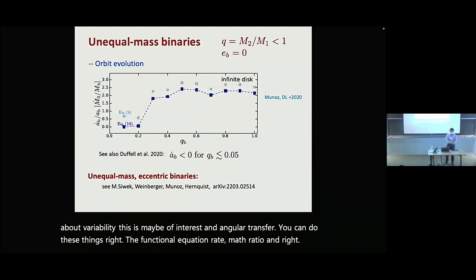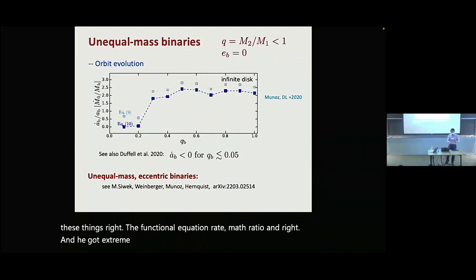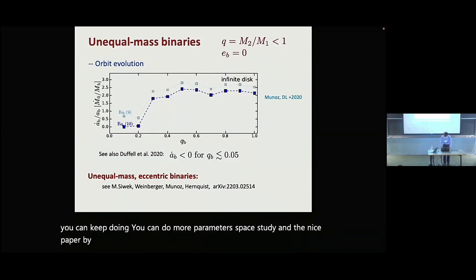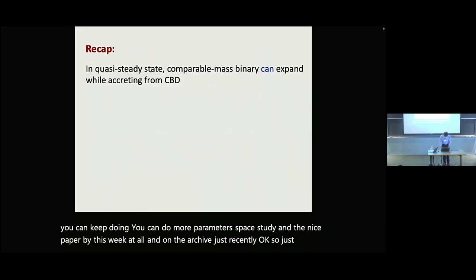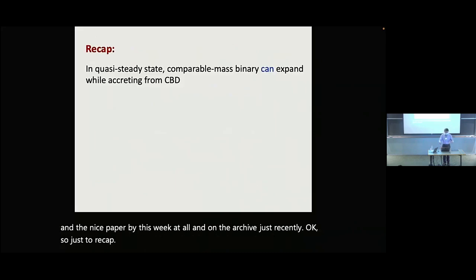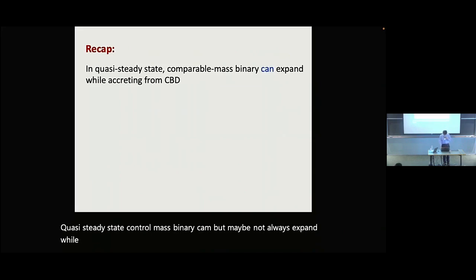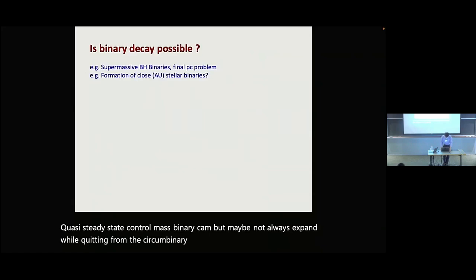If you go to extreme mass ratio, the orbital expansion turns into orbital decay, and you can keep doing more parameter space study, and there's a nice paper by Sweek et al. on the arXiv just recently. Okay, so just recap. In quasi-steady state, a comparable mass binary can, but maybe not always, expand while accreting from the circumbinary disk. Now, the natural question is: is binary decay possible?